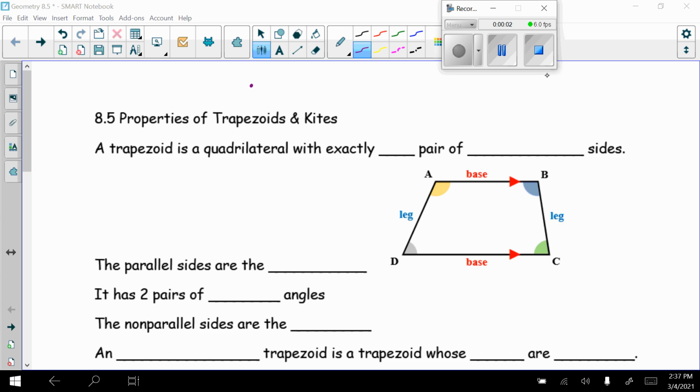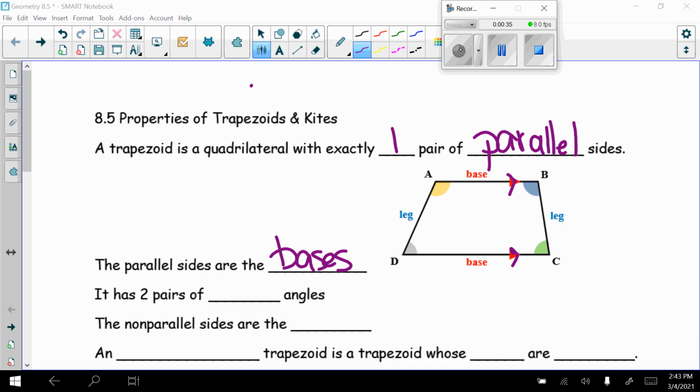All right, today in geometry, we're going to look at section 8.5, properties of trapezoids and kites. A trapezoid is a quadrilateral with exactly one pair of parallel sides. Parallel sides are called the bases. So in this picture, up here, down here, those are my two bases. The parallel sides are referred to as the bases.